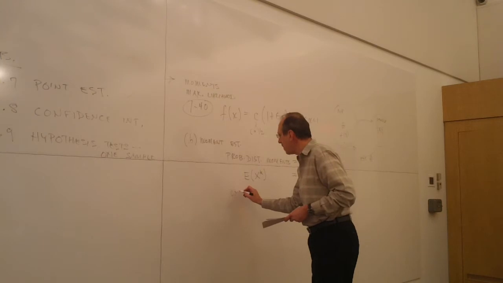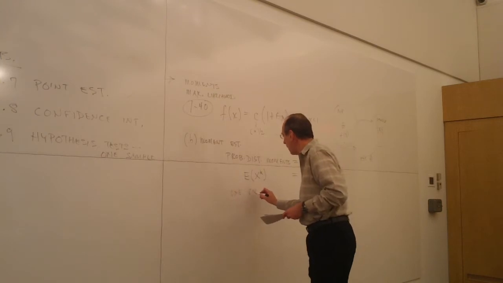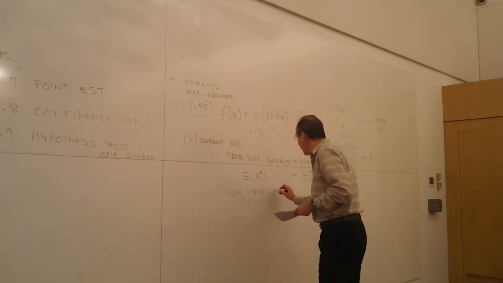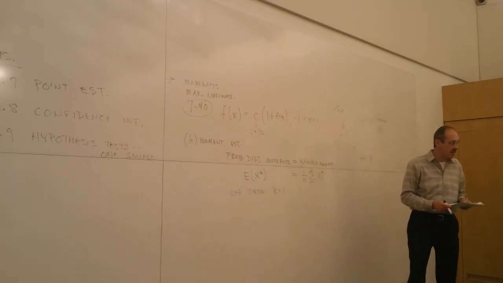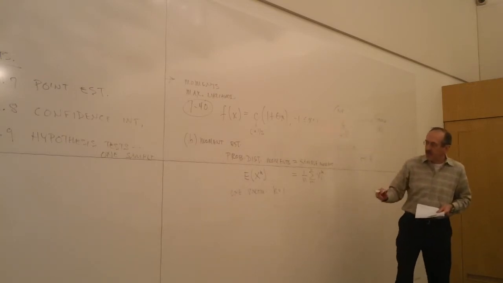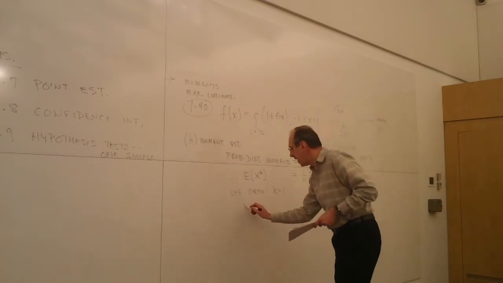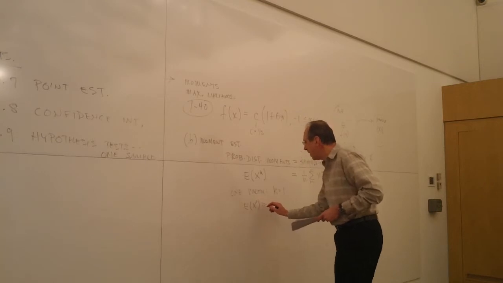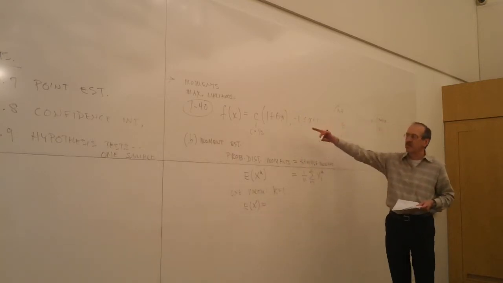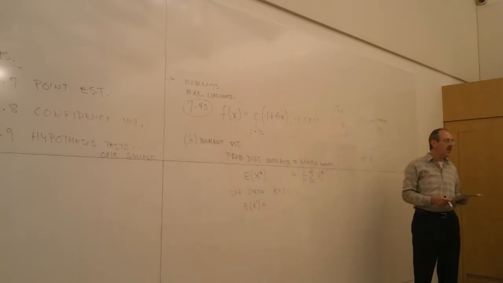Okay, so in this case, there's only one parameter here. So if there's only one parameter, I can hope that I can just use k equals 1. I don't have to worry about any higher powers. Okay. So what's the expected value then of x to the 1? That's just the expected value of my distribution. How do I find the expected value for a distribution?